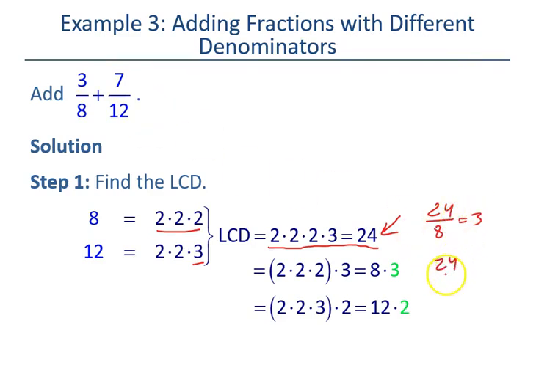Well, how about 24 divided by 12? That's going to be the 2. Okay, and then what I do is this. I would come here and write it like this. I got 3/8 plus 7 over 12.